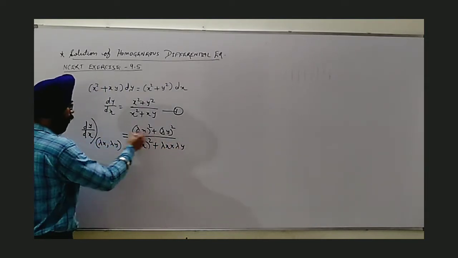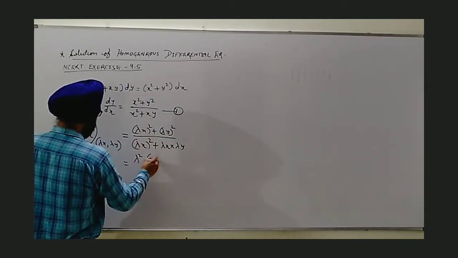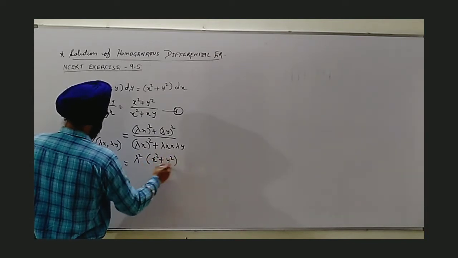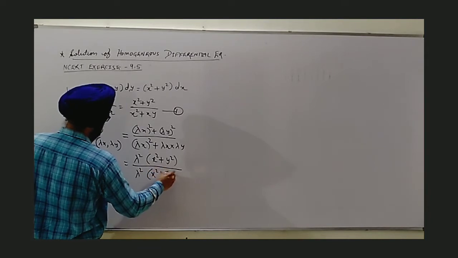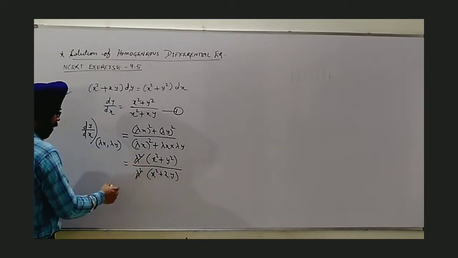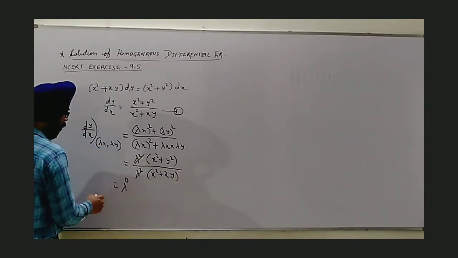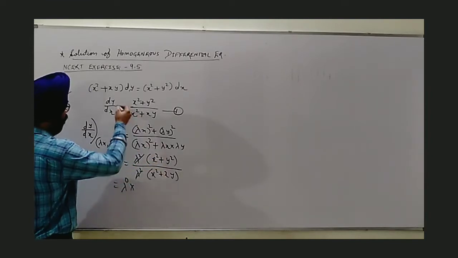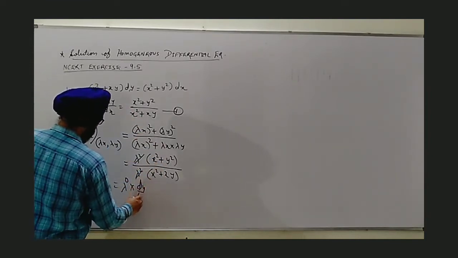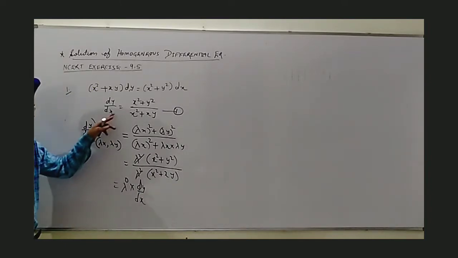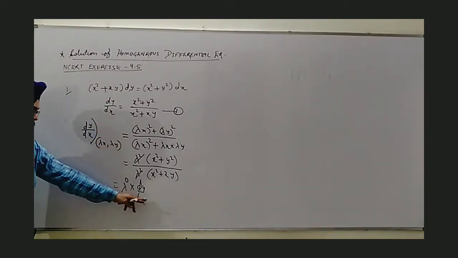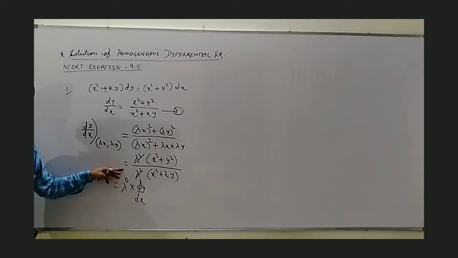We find that lambda square is common in the numerator and the same in the denominator, and we are left with x square plus xy in the denominator. These two cancel out. This can be written as lambda raised to the power 0 times the value of dy by dx. Now we see that when I inserted the values lambda x, lambda y in the function, I am getting the function as it is, multiplied by lambda raised to the power 0.